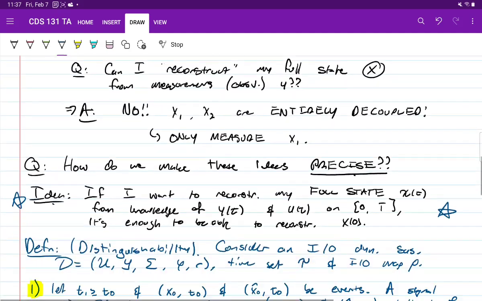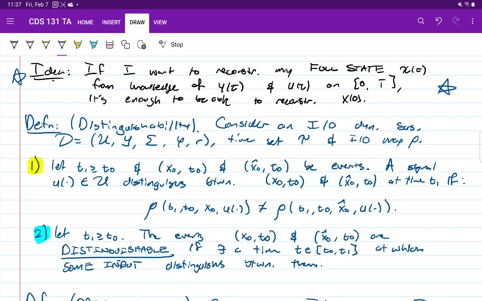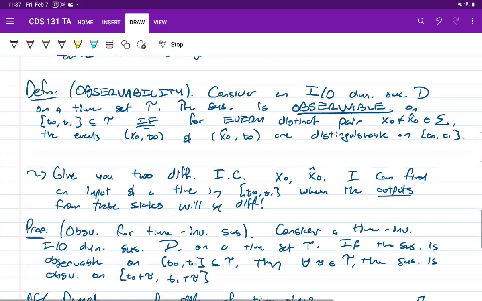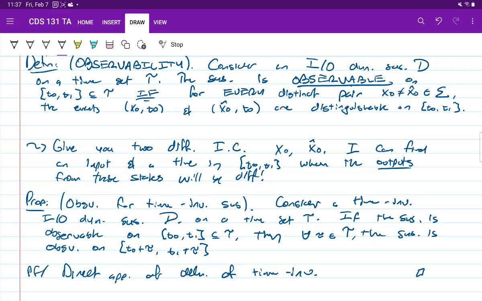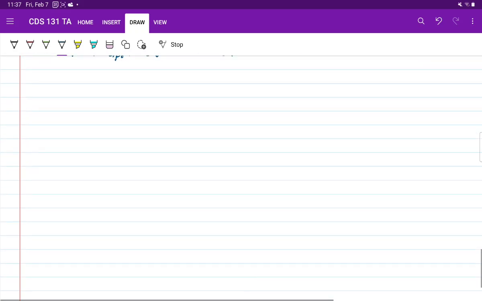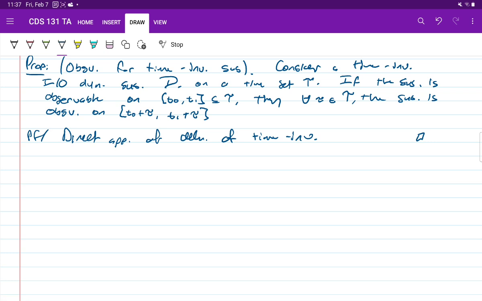Okay? All right, so that's the basic idea of observability for these very general I/O systems, right? We kind of have this idea that if we have any two initial conditions in our state space, I can find an input signal that picks those two conditions out, right? That distinguishes between them at some time, right? So this is this abstract idea of observability.